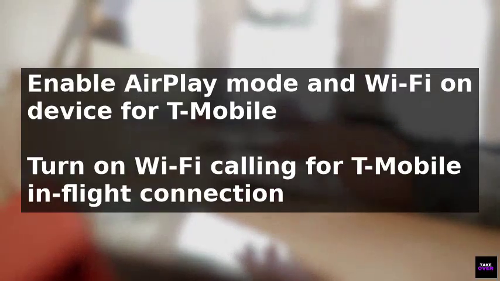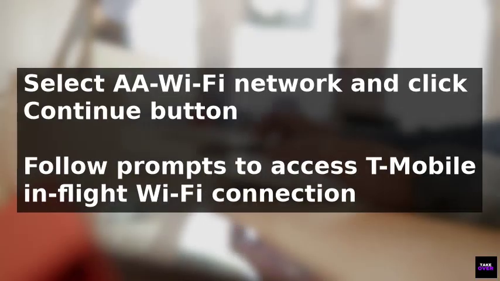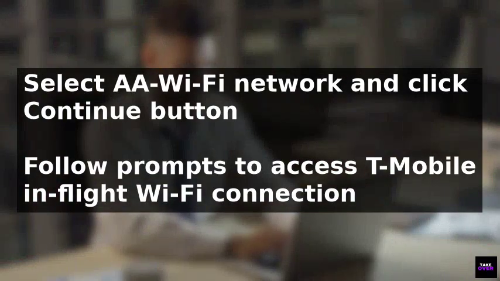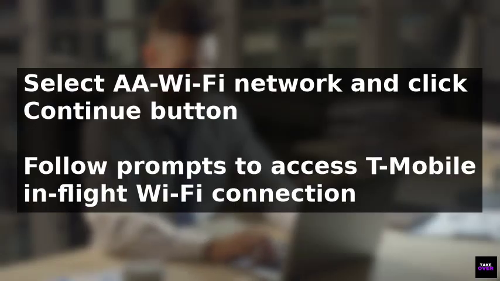Select the Wi-Fi network, and a pop-up page will appear with a Continue button that will take you to the Wi-Fi page. From there, follow the prompts to access the T-Mobile in-flight connection. By following these steps, you can successfully connect to Wi-Fi on American Airlines.